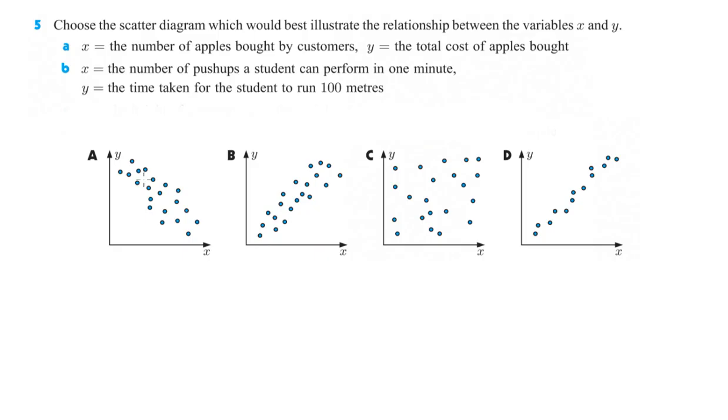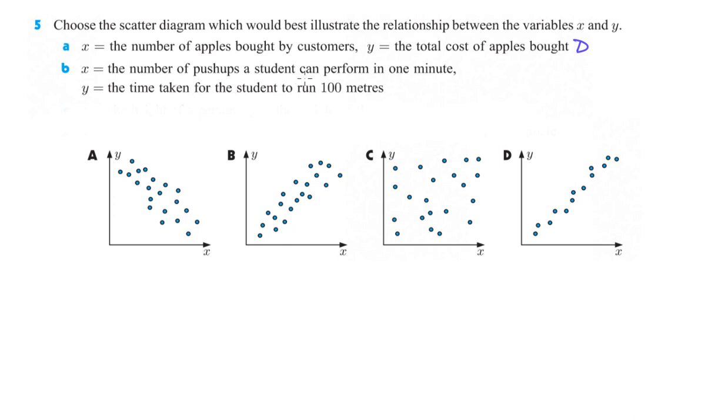So it's certainly not going to be A. It could be B. Probably not C. Probably D would be my best guess. Again, it should be pretty straight and linear there. So I'm going to go with D on that one.